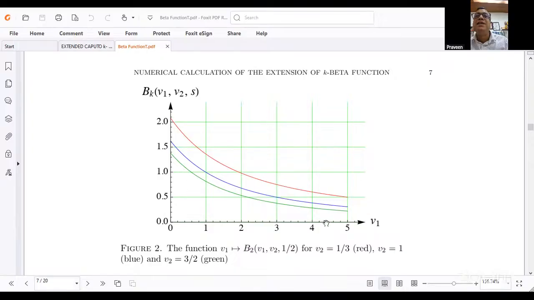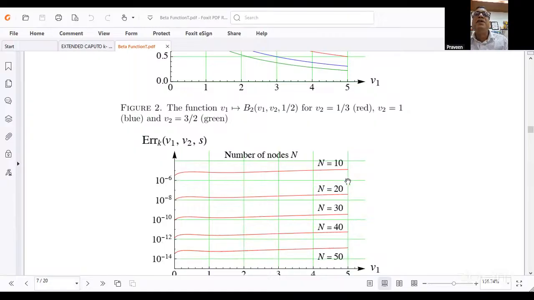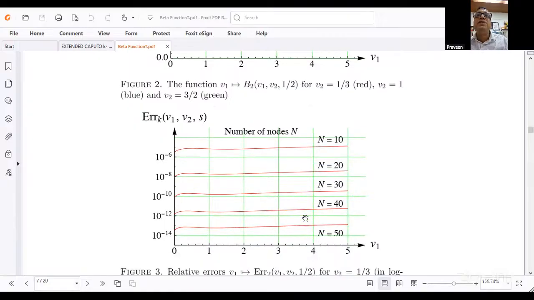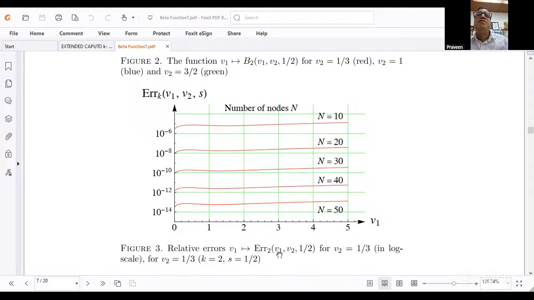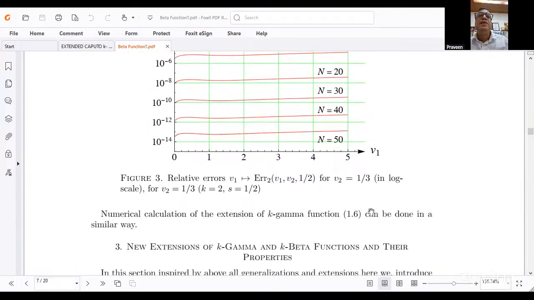So this is the first time we have implemented this particular method. If we are talking about the errors, the number of nodes is given by this particular graph. Figure 3 shows relative errors, error 2, for nu 2 equal to 1 by 3 in log scale, k equal to 2 and s equal to half. The red lines show the error of the particular method which we have calculated with Mathematica. So numerical calculation of the extension of the k gamma function can be done in a similar way.